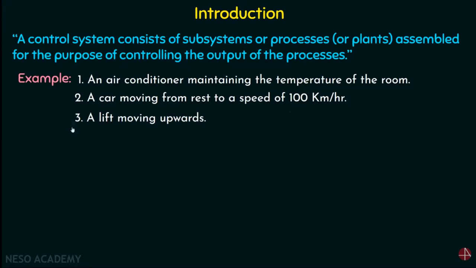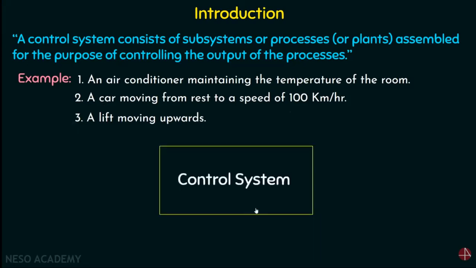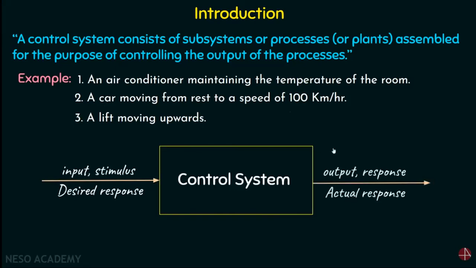Now let's understand this in a better manner with the help of a block diagram. If this is the block diagram of any control system, then on this side we have the input or the stimulus to the system, and this is the desired response that we want from the system. On this side, we have the output or the response of the system to this particular input, and this is the actual response that we get from the system after the process is done. Every time, the desired response is not same as the actual response, and the difference in the actual response and the desired response is the error of control system.